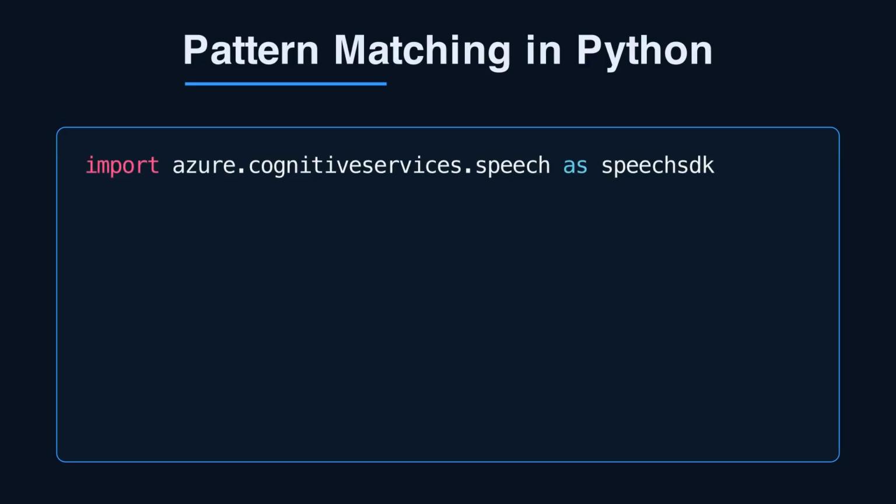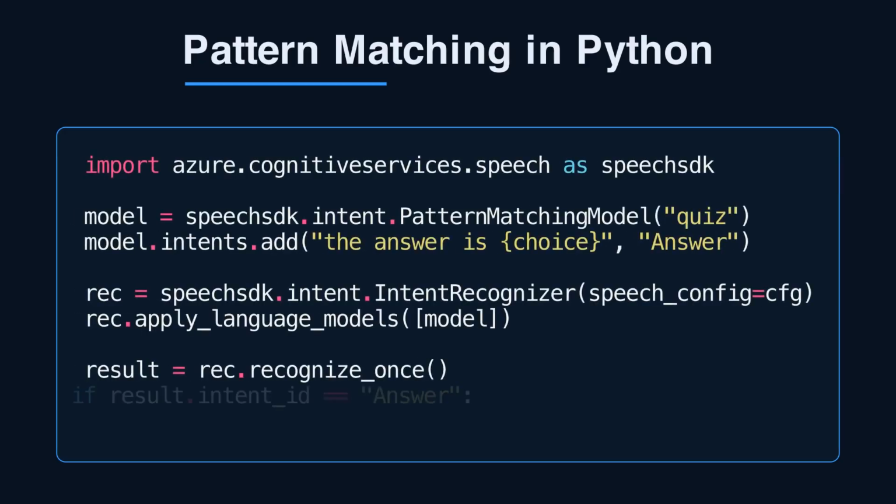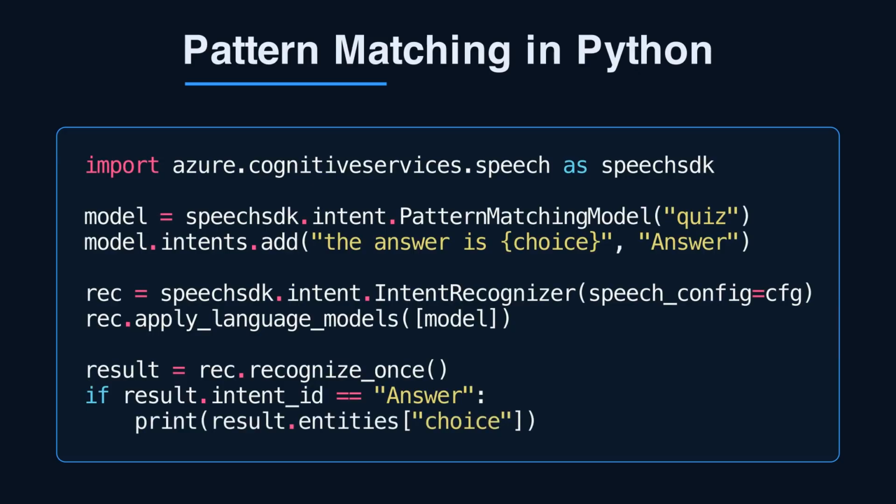Here is pattern matching intent recognition in Python. You define answers as intents with fixed phrases and entities. No cloud training and no model deployment. It matches locally and returns the intent ID and entities.